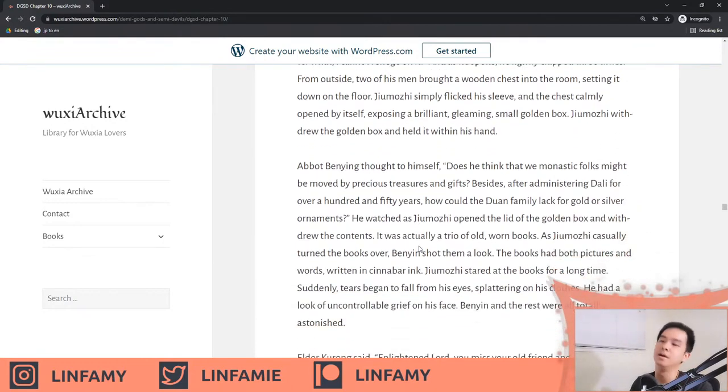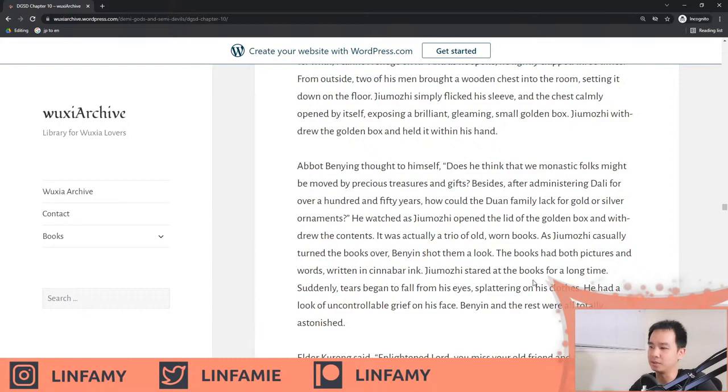He's giving them a gift. Abbot Bunyin thought to himself, Does he think that we monastic folks might be moved by precious treasures and gifts? Besides, after administering Dali for over 150 years, how could the Duan family lack for gold or silver ornaments? He watched as Jiumozhi opened the lid of the golden box and withdrew the contents. It was actually a trio of old worn books. As Jiumozhi casually turned the books over, Bunyin shot them a look. The books had both pictures and words written in cinnabar ink.